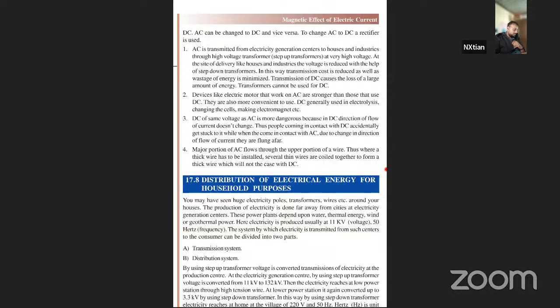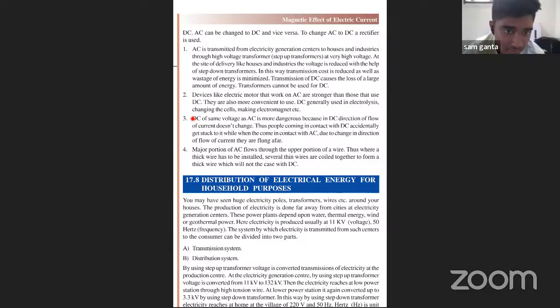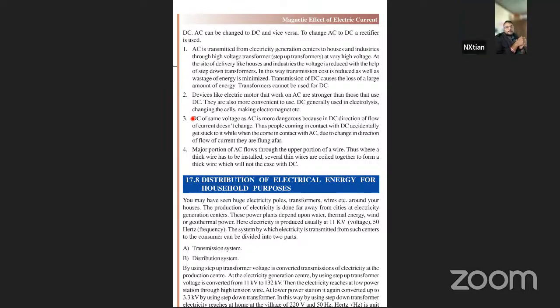DC of the same voltage as AC is more dangerous because in DC, the direction of the flow of current doesn't change. Thus, people coming in contact with DC accidentally get stuck to it, while those who come in contact with AC, due to the change in direction of the flow of current, are flung apart. For example, 5 ampere DC current and 5 ampere AC current. Which one is more dangerous? 5 ampere DC current. Why DC current? I told you before also.